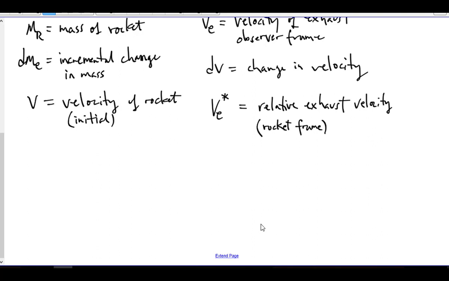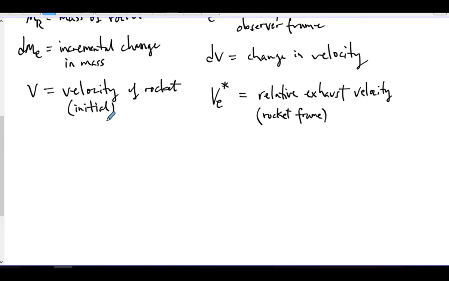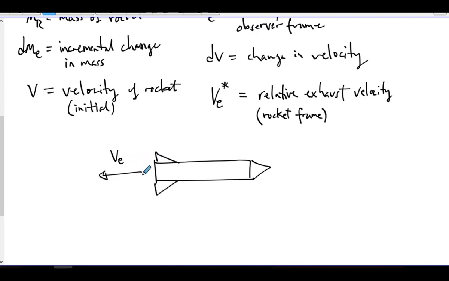Maybe to better understand what's going on, let me draw one more picture here. So let's imagine that in the situation that a rocket is moving along and there is exhaust being expelled. The rocket is moving this way with some velocity v. Well, let's suppose that the velocity is positive. And let's suppose that this exhaust velocity is negative because it's in the other direction.